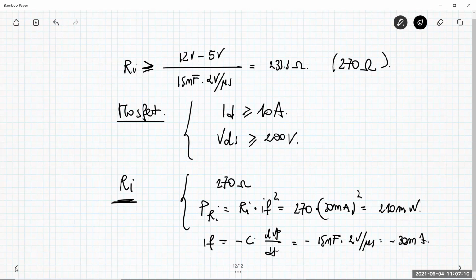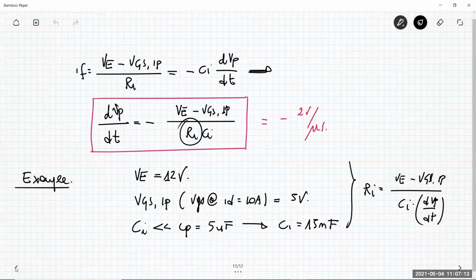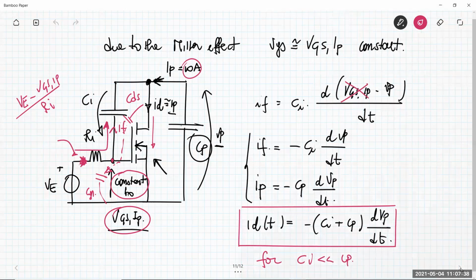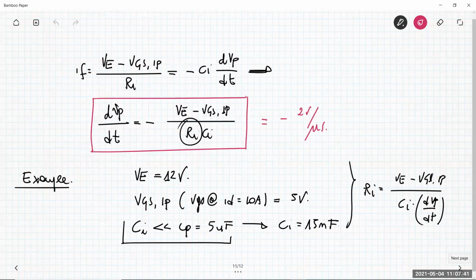Another constraint that we have here is that the capacitor Ci should be less than the capacitor Cp, in order to have the current flowing to the drain be constant. But remember that any real MOSFET has, across the drain and source, another parasitic capacitance, which is the CDS capacitance. And this capacitance between the drain and the source is typically called CRSS in the datasheet. So in the datasheet, this is the name given to the CDS capacitance.